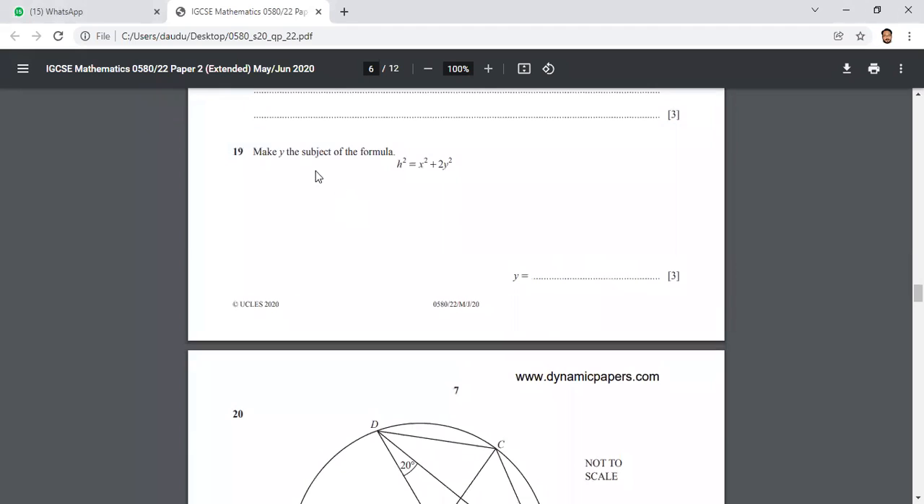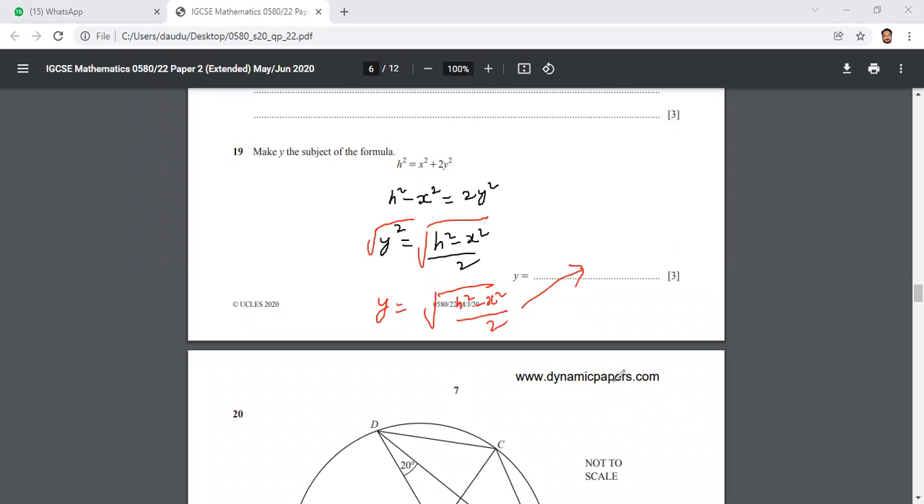Next is about subject. Make y the subject of the formula. So here, first we try to find out y, and we have x squared on the right side. So take x squared from right to left. It is minus x squared, so 2y squared, and then y squared equals x squared minus x squared over 2, and then we are looking only for y. So we will take the square root of both sides, and y is equal to the square root of x squared minus x squared over 2. So you can write it here. So we move next.